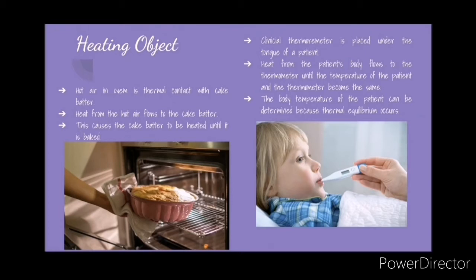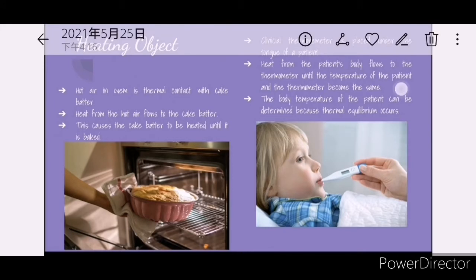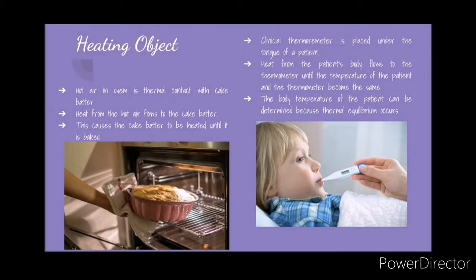Clinical thermometer is placed under the tongue of a patient. Heat from the patient's body flows to the thermometer until the temperature of the patient and the thermometer become the same. The body temperature of the patient can be determined because thermal equilibrium occurs.